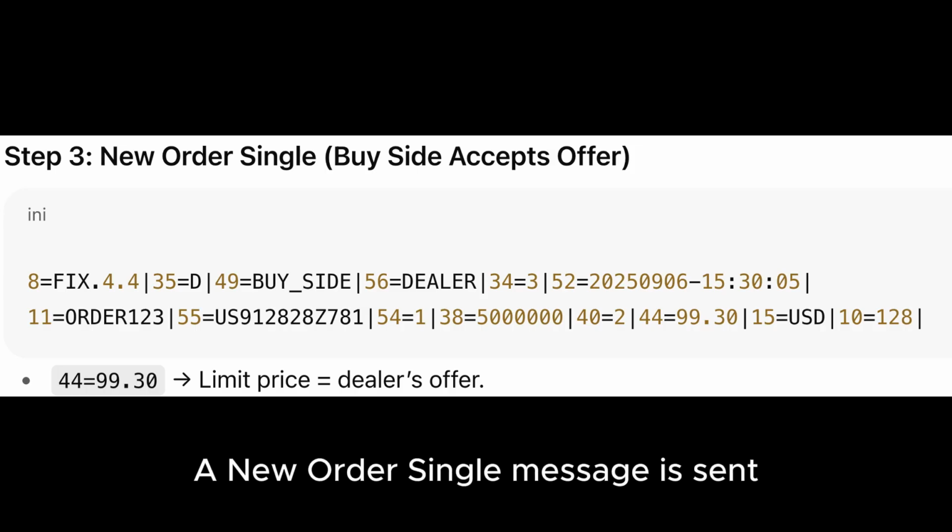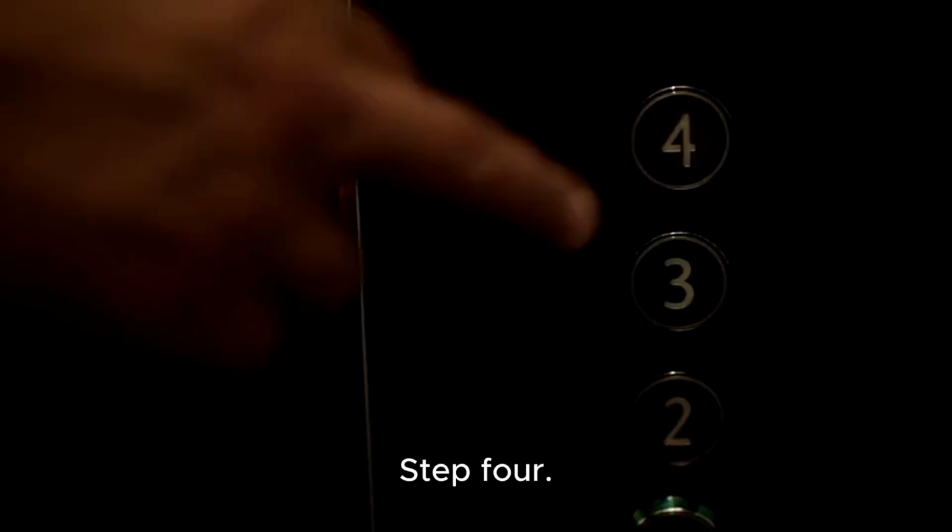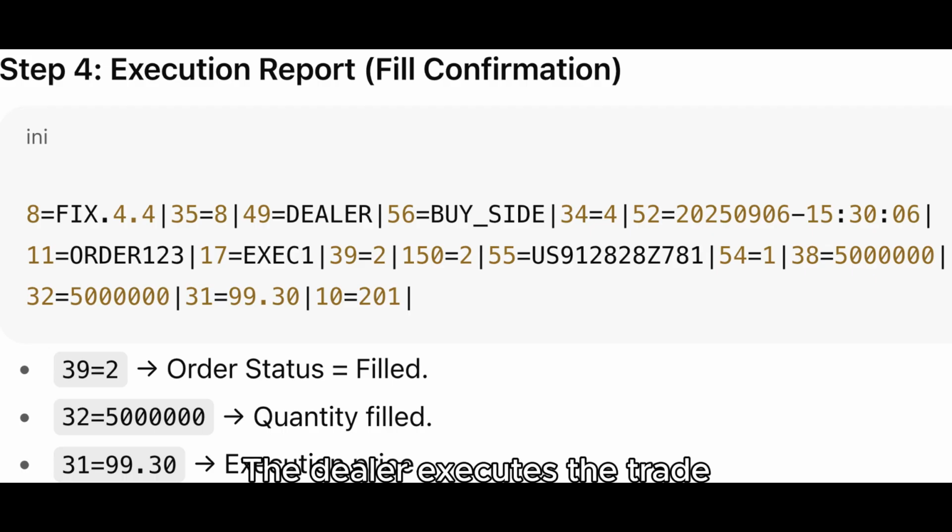A new order single message is sent back through FIX, with the order to buy at $99.30. Step 4. The dealer executes the trade and sends an execution report. This confirms that the full $5 million has been bought at the offer price of $99.30.